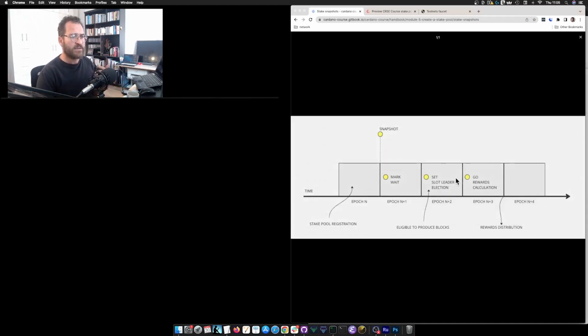So let me bring your attention to this diagram over here. Hopefully this will help understand the life cycle of these snapshots. So let's say we are just here, we registered our stake pool. That's nice. We will take part of the first snapshot at the next epoch transition. And this snapshot that we take on the next epoch transition will be first known as mark.